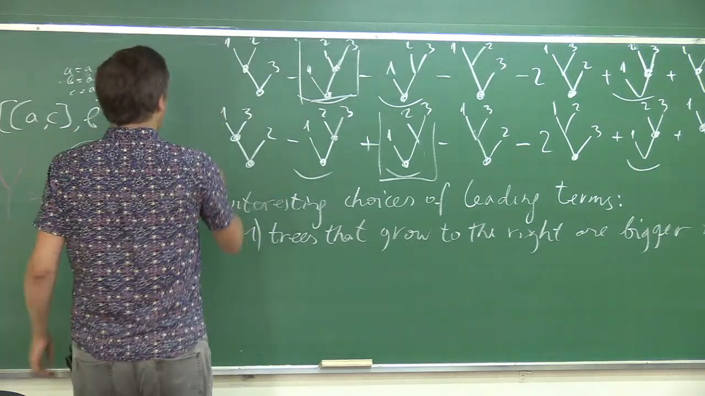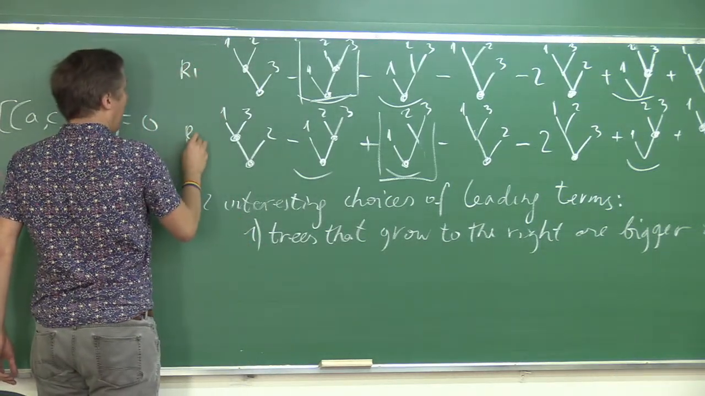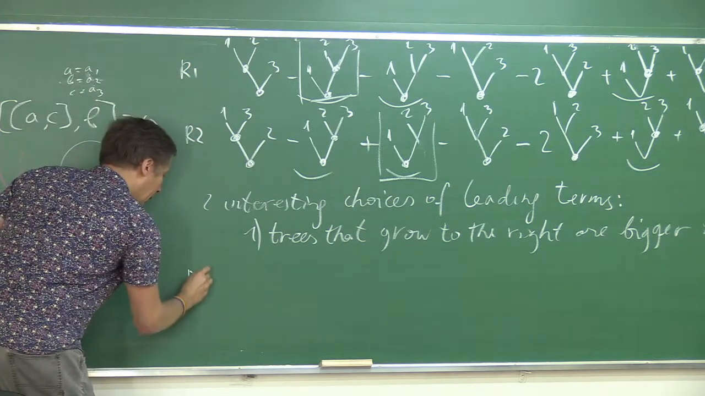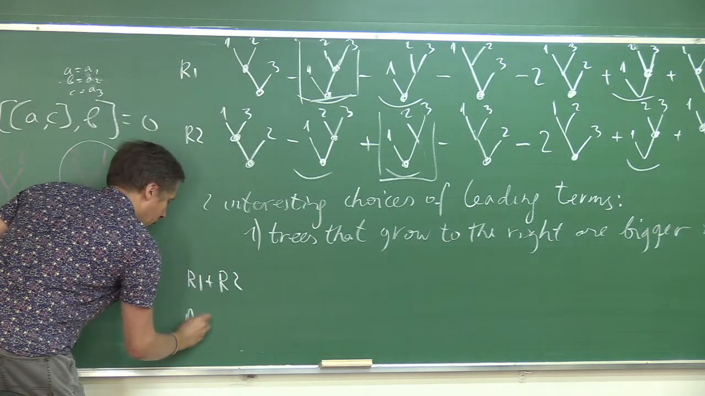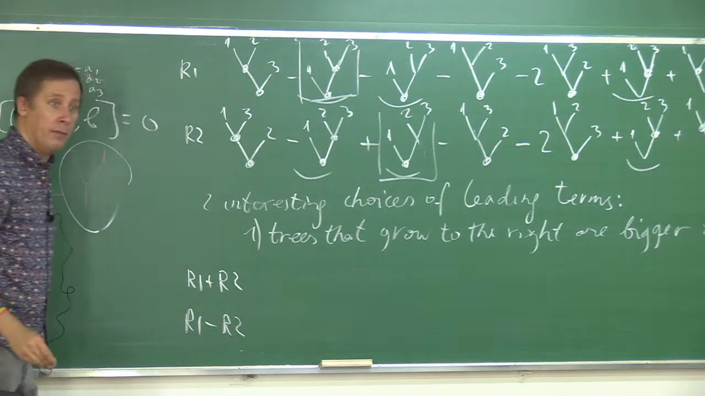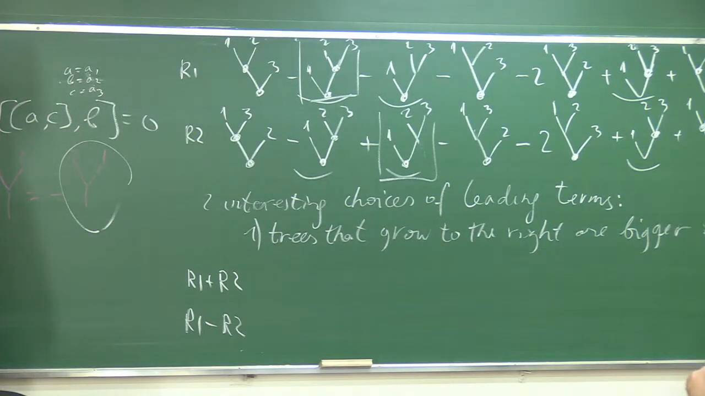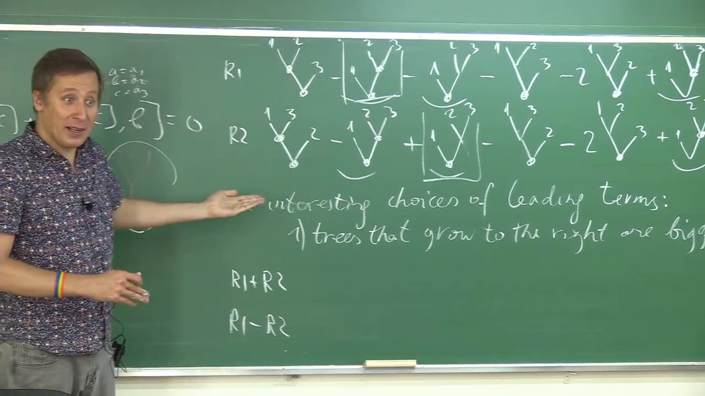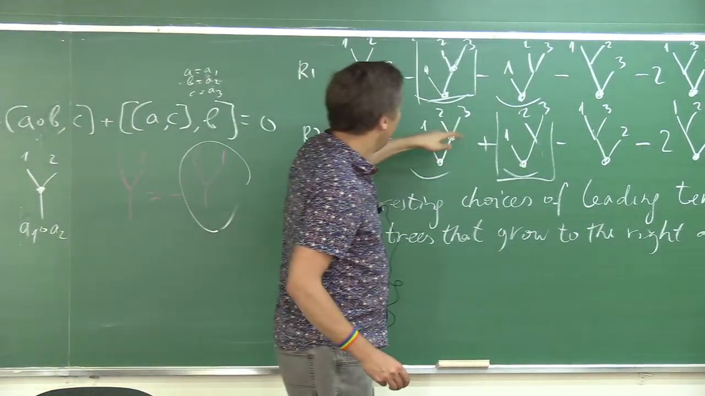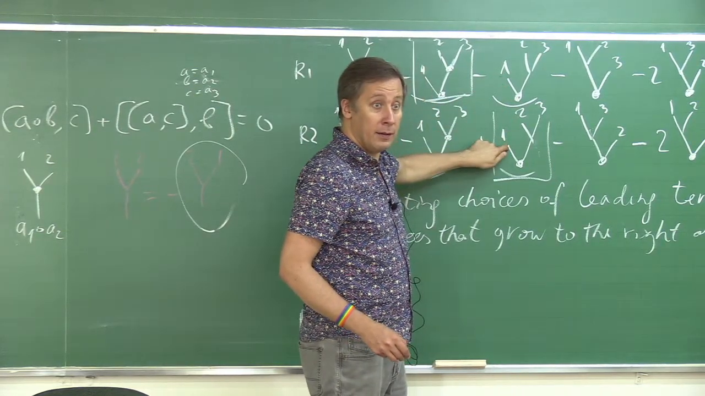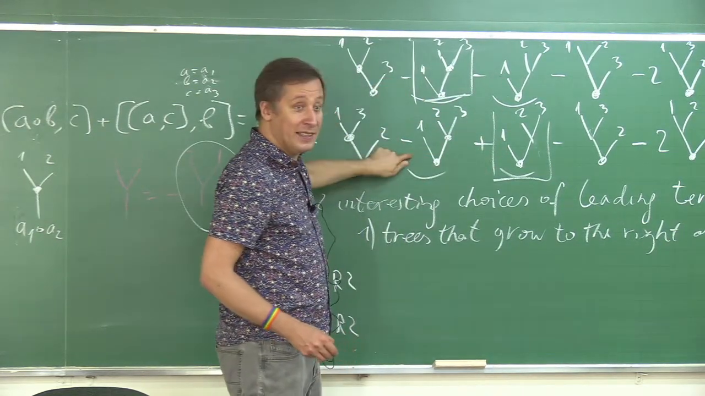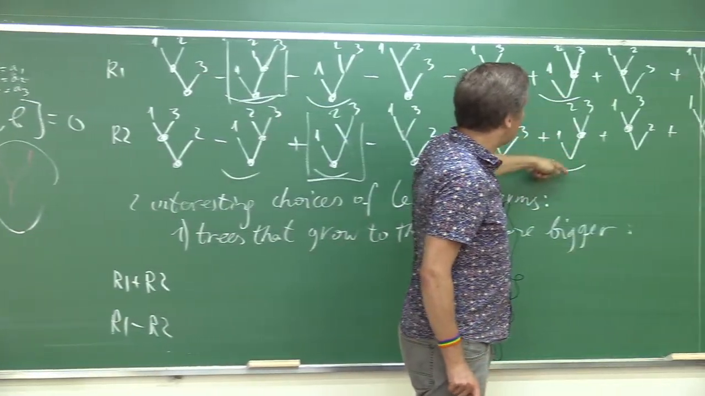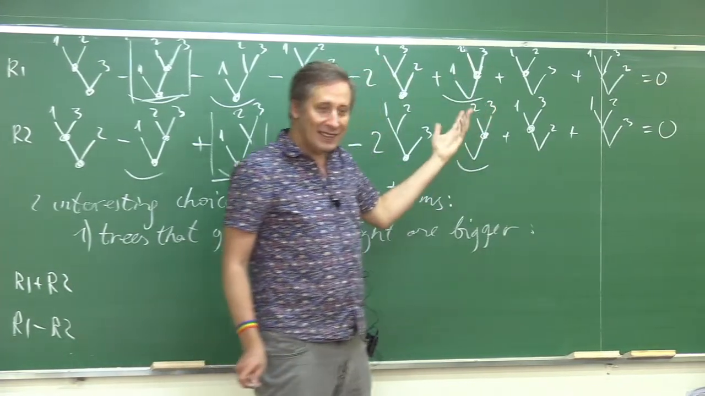Yeah, so let me call these relations R1 and R2. I suggest to replace relations R1 and R2 by R1 plus R2 and R1 minus R2. This is one equation, this is another. You add them, you subtract them. If you add them, then this tree disappears. If you subtract them, then this tree disappears. And then also there is this tree, which if you subtract, it disappears; if you add, it doesn't disappear.